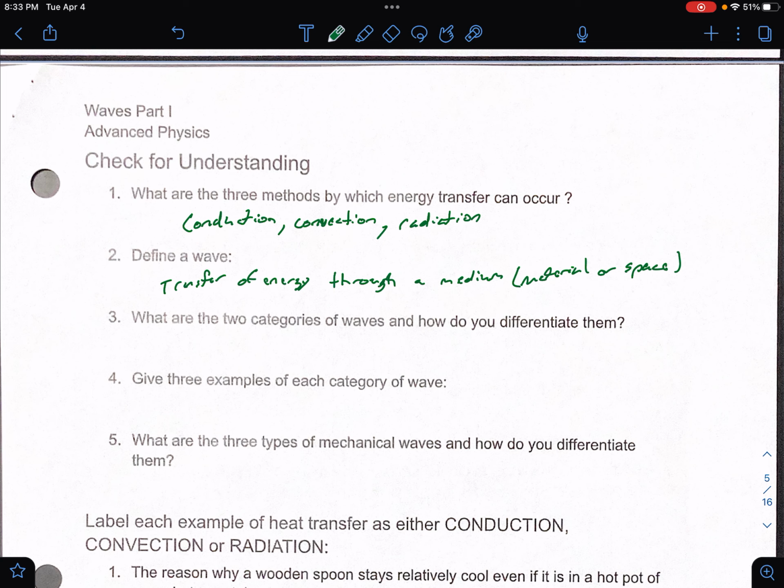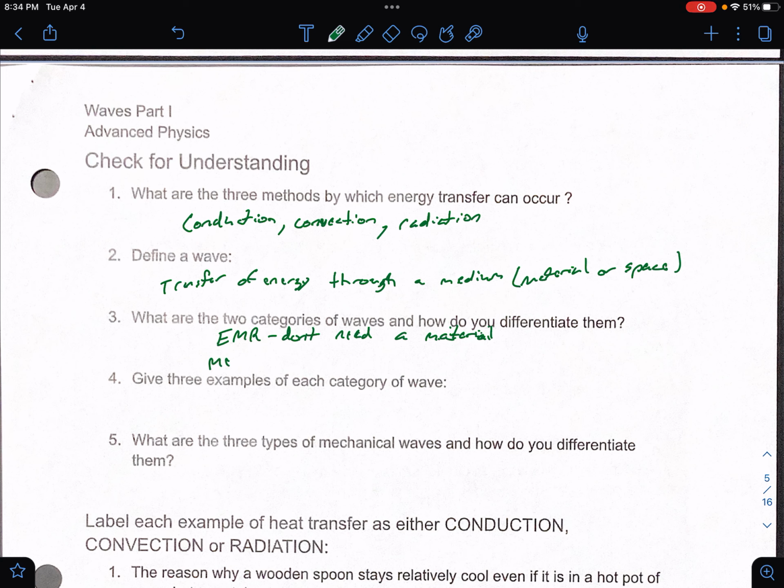So 3, what are the 2 categories of waves and how do you differentiate them? So first you have your electromagnetic waves, so your EMR waves. Okay, and those do not need a material medium. Okay, so that would be like your space. Okay, so they could travel through space. They don't need anything to actually move on.